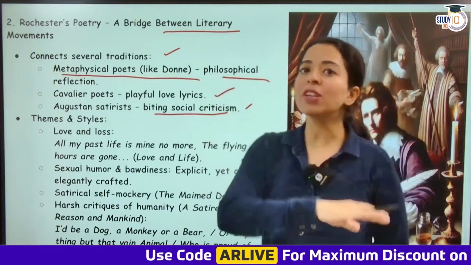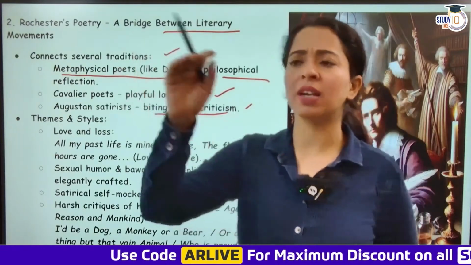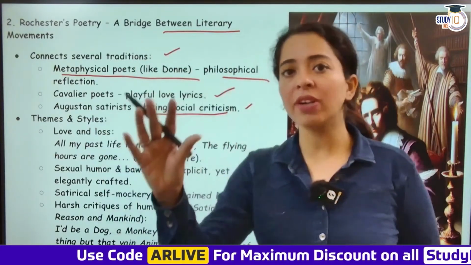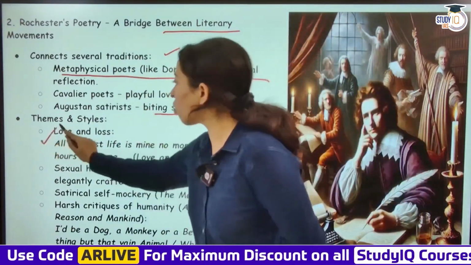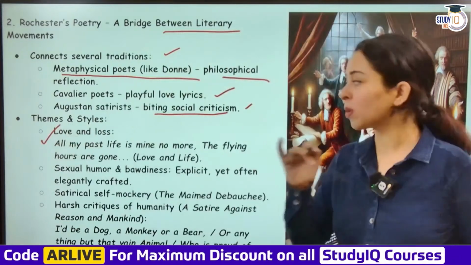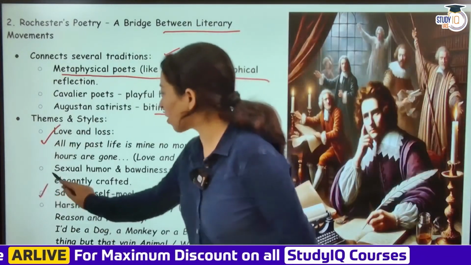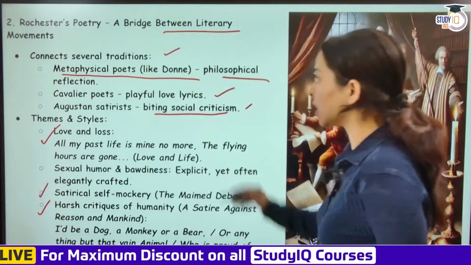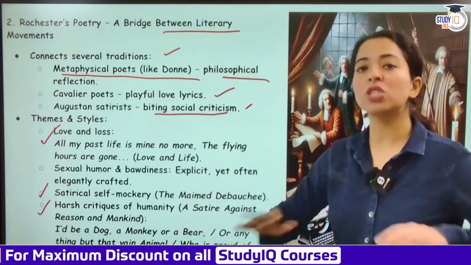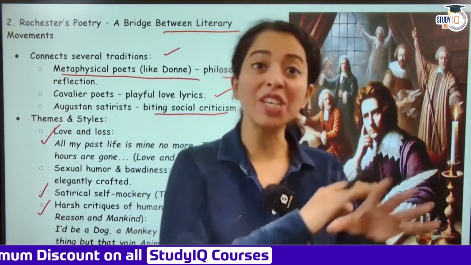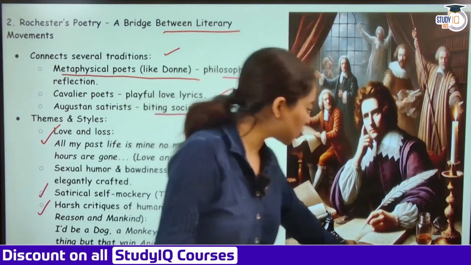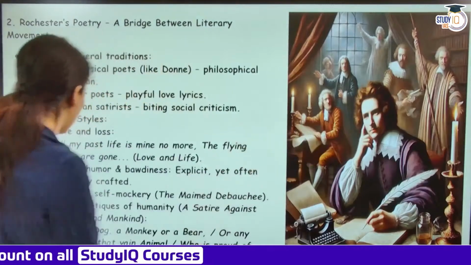If you see my previous videos, I've talked a lot about the metaphysical and Cavalier poets. So how they were writing, he was kind of writing in that manner. Themes and style: love and loss were his themes. Sexual humor also came in. Satirical self-mockery and harsh critique of humanity. So Rochester's poetry was so diverse, so vast, and it served as a link between the shifting trends of that literary period. Okay, so this is the Earl of Rochester.